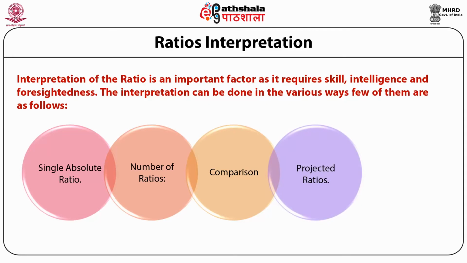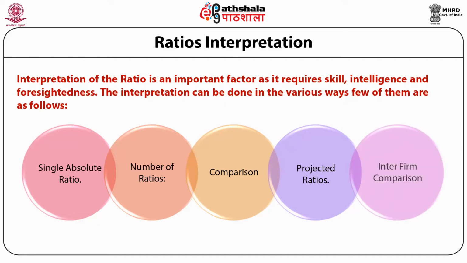Next, projected ratios. Ratios can be calculated for future standards based upon the projected or pro forma financial statements. These future ratios may be taken as standard for comparison, and the ratios calculated on actual financial statements can be compared with the standard ratios to find out variances, as such variance helps in interpretation.